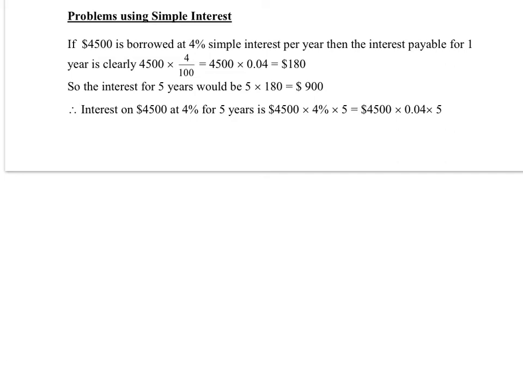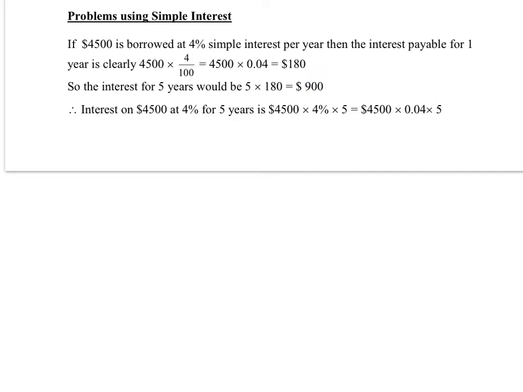There are some algebraic problems that involve simple interest. Now, just as a reminder of what simple interest is, if we have $4,500 and we borrow it at 4% simple interest per year, then the amount of interest payable for 1 year is 4,500 times 4%, 4,500 times 4 divided by 100. Or you could do 4,500 times 0.04. In any case, you get $180.